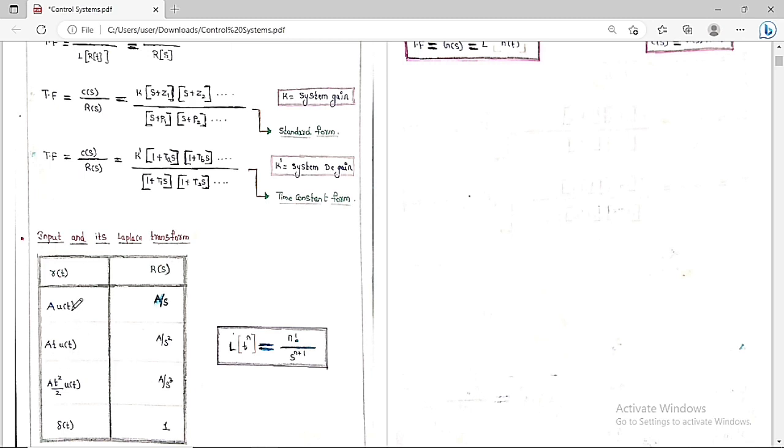So this is the standard representation of the step signal, this is the standard representation of the ramp signal, and this is the standard representation of the parabolic signal.